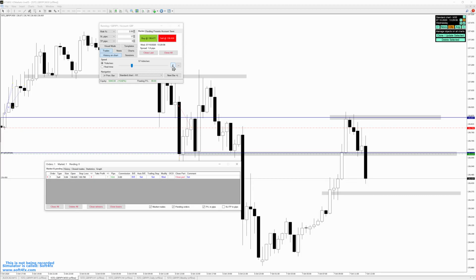Wow, beautiful move over here. 15, 16, 18 pips over here. Going to close partials. Going to take profits off of 80% right over here. Bring stops to break even and let the rest run.